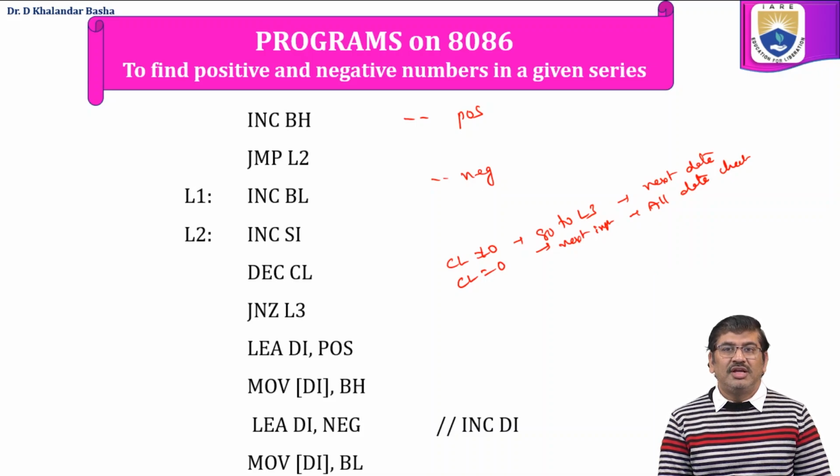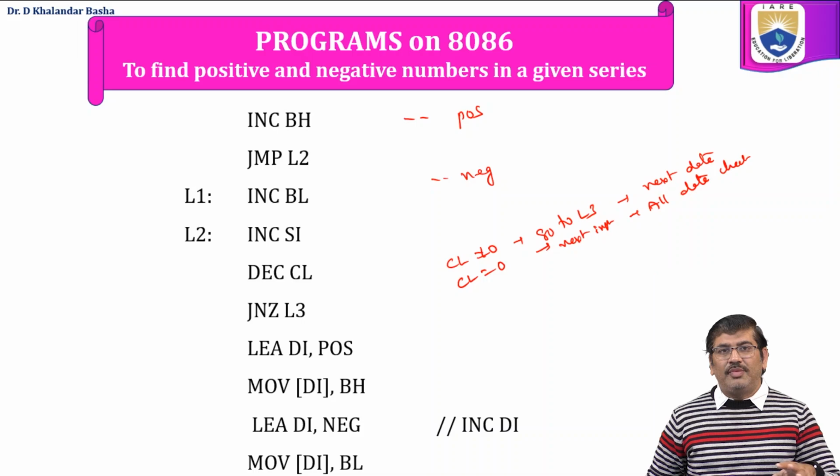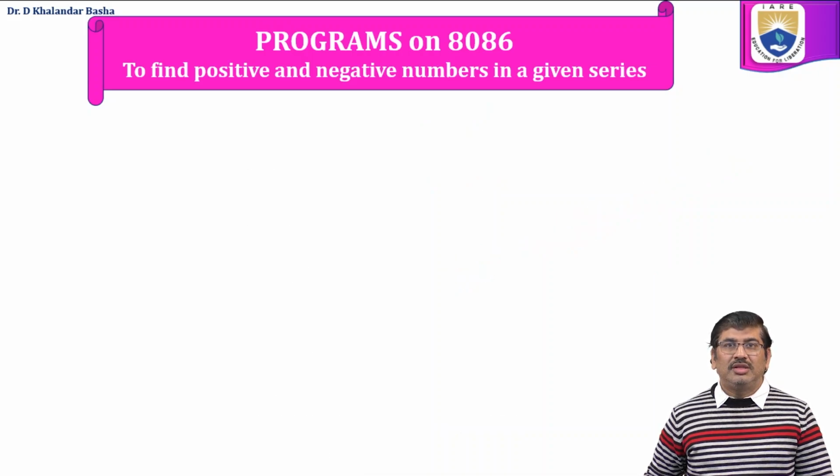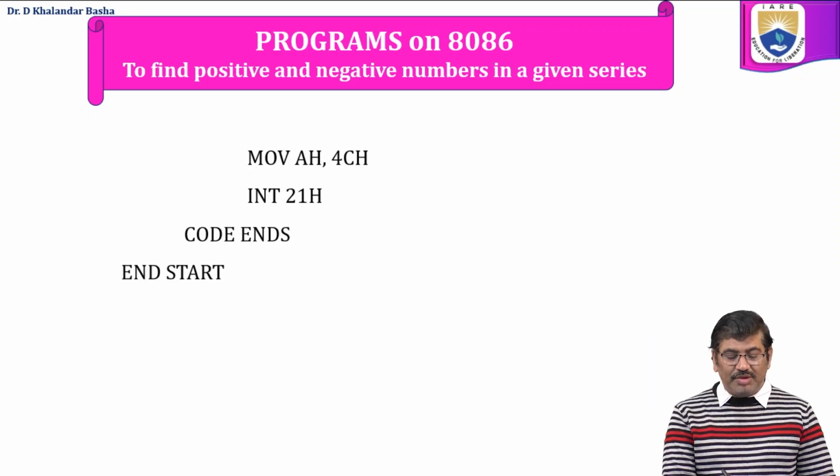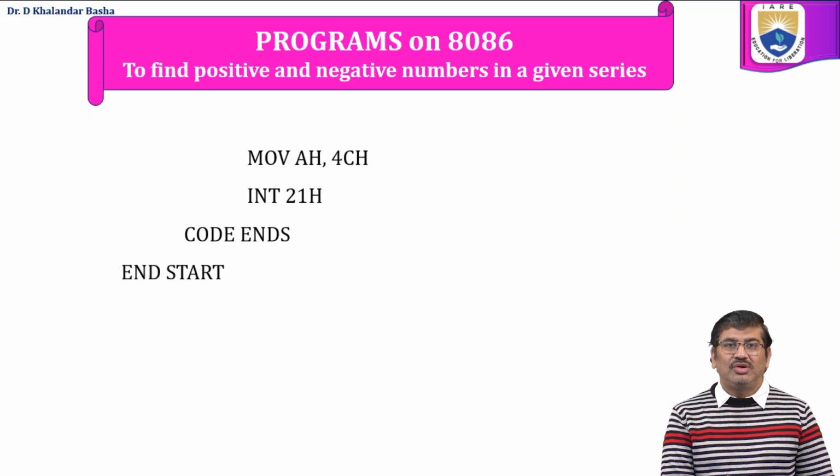Into this memory location, the BL register contents are moved, because BL contains how many negative numbers are there in the given series. Once the updating of counts into memory for positive and negative numbers is done, we can terminate the program by calling interrupt 21H for returning to DOS. So we move 4CH into the AH register. As the program is done, we end the code segment using CODE ENDS. To end the program, we use the directive END, for the program which started with the START label.